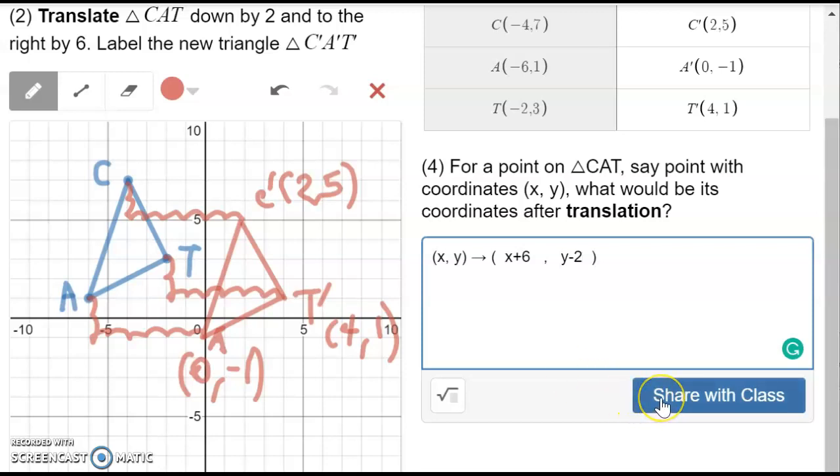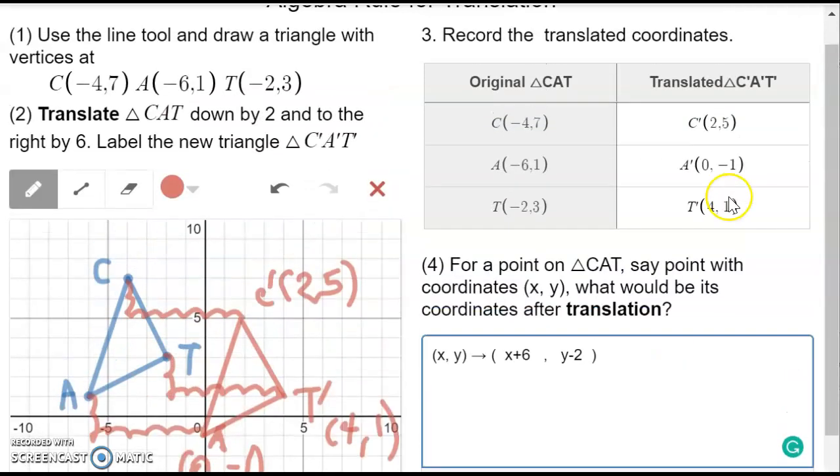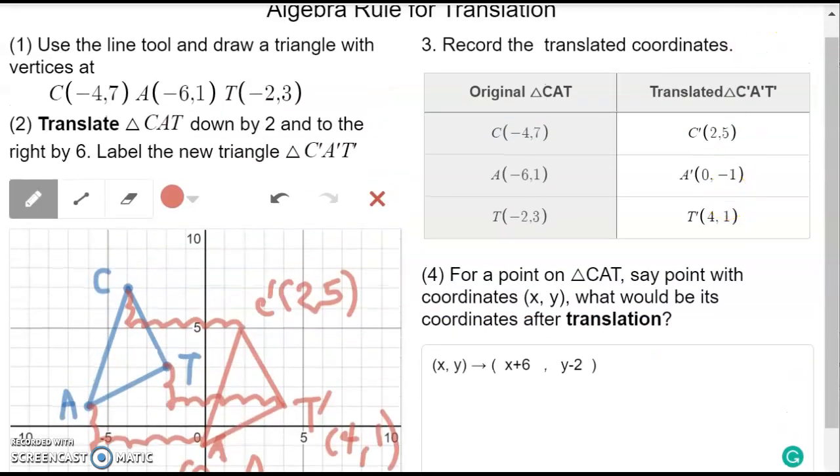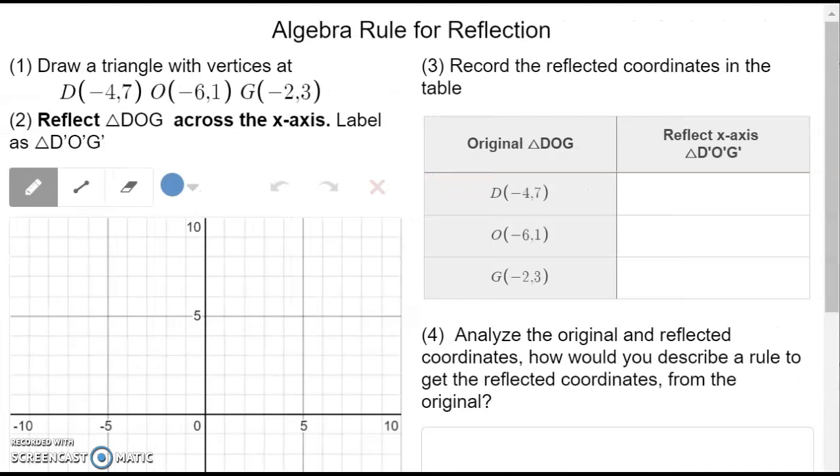Then I am going to share that with my class. I'm not going to do that just because I don't want my answers showing up. Alright, draw a triangle with the vertex. This time I want you to try to do the reflection. Okay, we'll continue with this in the next lesson recording.